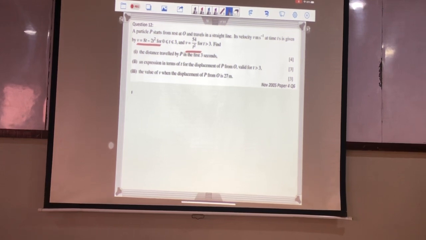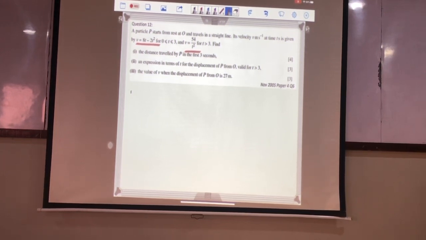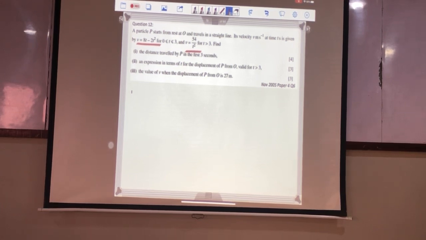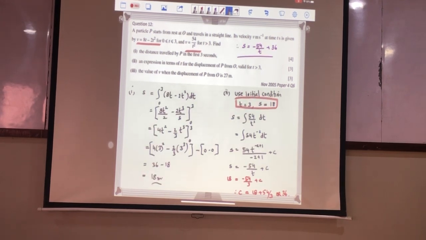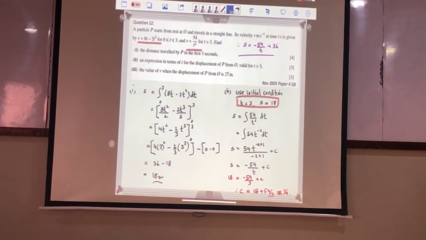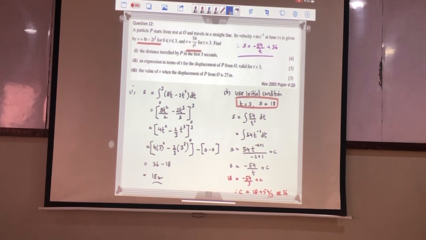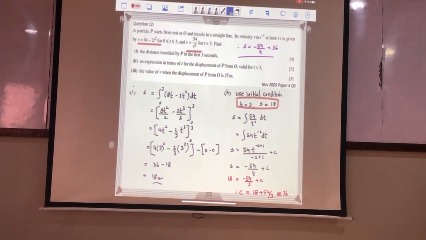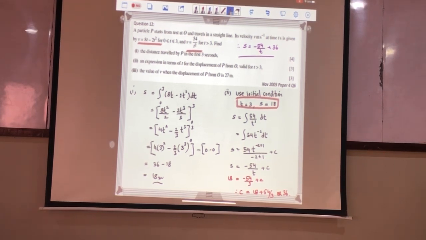In the second part, it's asking for an expression in terms of t for the displacement of P from O, valid for t greater than 3. Now, the first part was simple integration between limits. Remember, you people are doing P3 and you have solved a lot of differential equations. What is a differential equation all about? You have dv by dt, variable separable. dv is the integral of something dt. Integrate both sides. So you get v, you get s is equal to something.